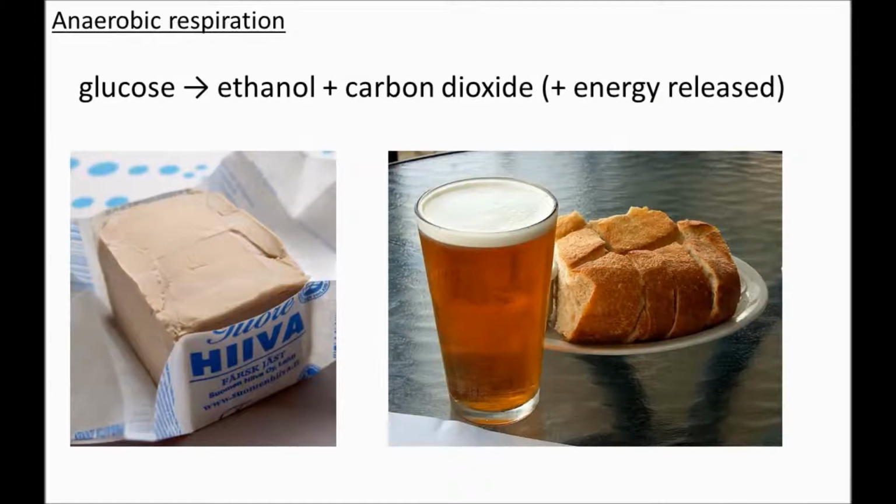Some microorganisms like yeast can use anaerobic respiration to produce alcohol and carbon dioxide. When you make bread, the carbon dioxide gives you the air bubbles that give you that nice spongy texture, and the alcohol evaporates off in the heat.